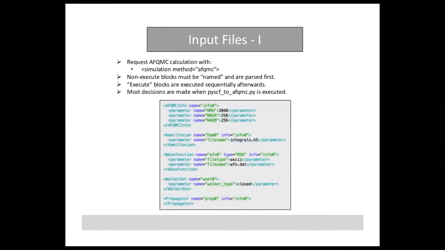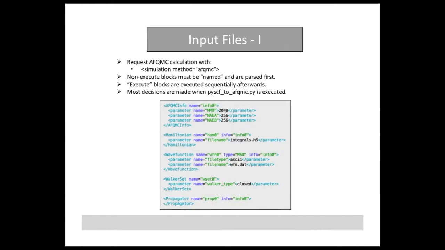It's not clear right here, so you might have to look at it in your slides. But this is a sample input file for AFQMC. There are two different types of XML blocks. There are execution blocks that are actually called execute. They will be in the next slide. And then there's everything else. So everything else defines some sort of input that goes into an execution block.